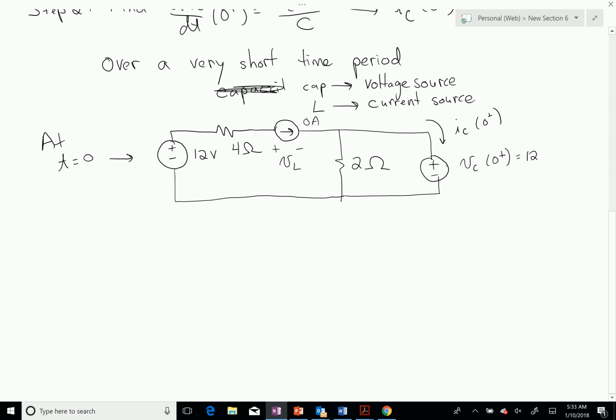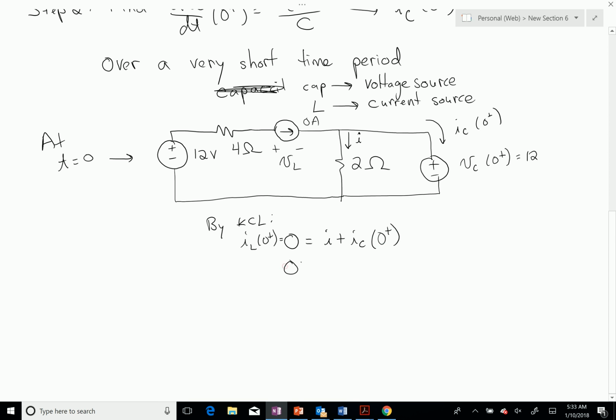All right, so to figure out what I sub c of 0 plus is, well, I know the current in this branch is fixed at 0. I know the current here actually is fixed at 12 divided by 2 ohms. So let me do a KCL. I'm just going to call that I right there. So by KCL, I have 0 amps, or what I'll call IL of 0 plus, is equal to I plus I sub c of 0 plus. Okay.